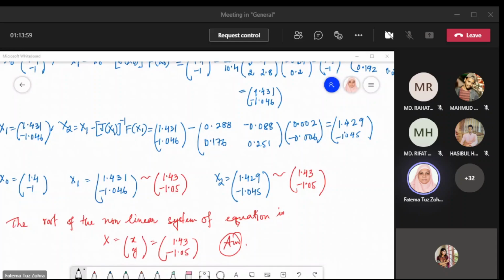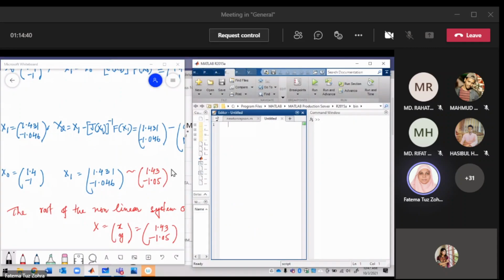So in MATLAB, what are the terms we need to identify or put? The first thing is the function. So I'm going to name the function capital F, which equals @xy. And what is our function f(x,y)? Our function was x squared plus y minus 1.